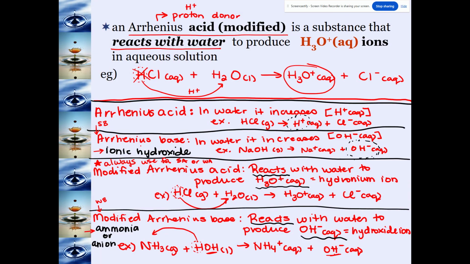Whereas bases, if it's an ionic hydroxide, will follow the original Arrhenius base definition, but if it's ammonia or an anion, it'll follow the modified Arrhenius base definition. So I hope that makes sense. There are a few definitions and understanding what's happening. But this is kind of your introduction into acids and bases so that you have a greater understanding once we start getting into some of our pH and pOH calculations.